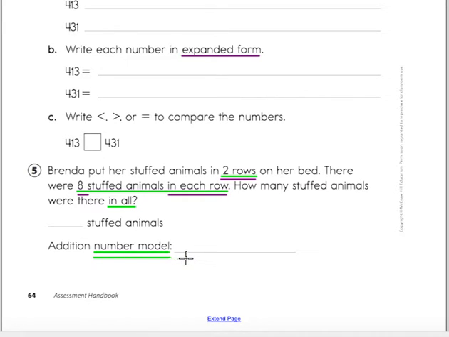Addition number model. So can you take what we read up here or what you drew over here, and can you write me an addition number model? Remember what happens at the end of an addition number model. If you don't have that in there, then we're going to have a bit of a problem. Thank you.